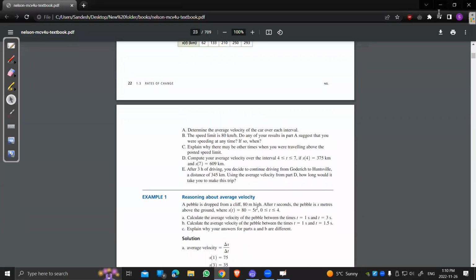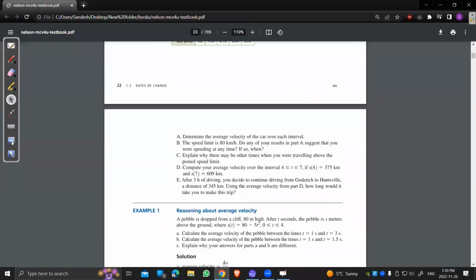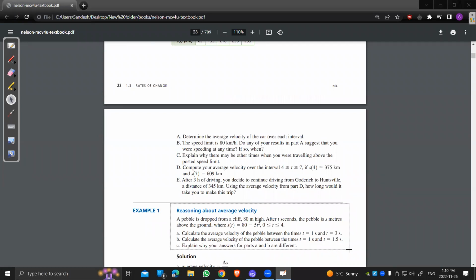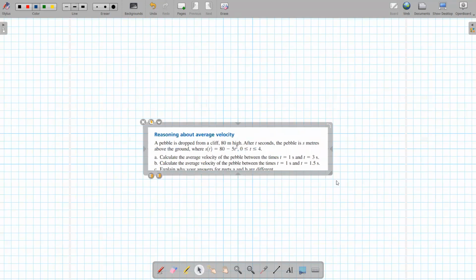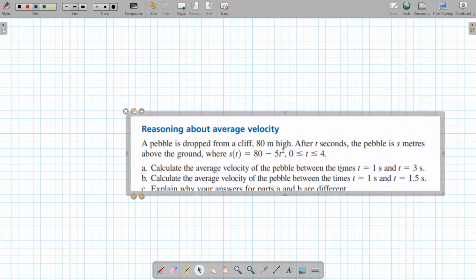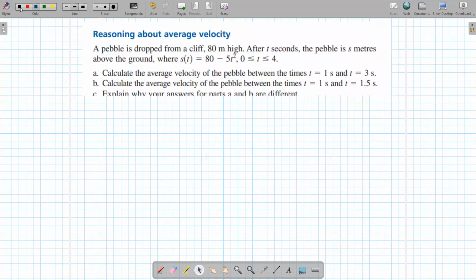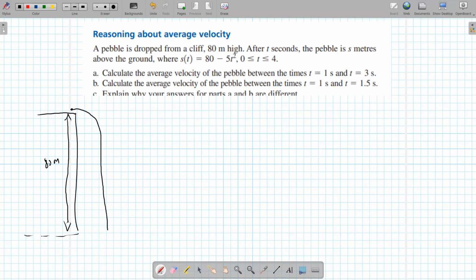Let's look at some questions. A pebble is dropped from a cliff 80 meters high. So there's a cliff somewhere. Let's say this is the cliff, and the height of this is 80 meters at the top. So you don't want to be taking a shortcut down. And we drop a pebble, and it probably drops like this. Someone tossed a pebble, let's say like that.